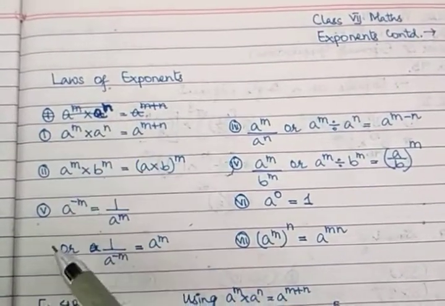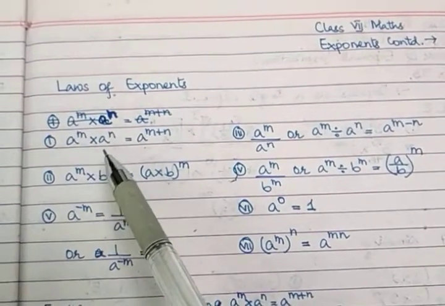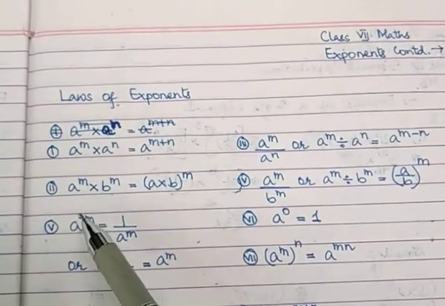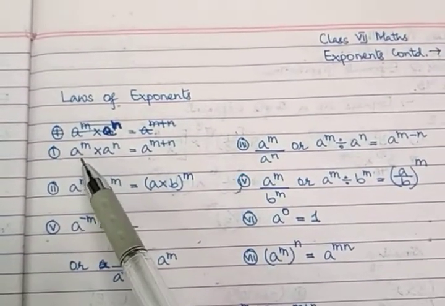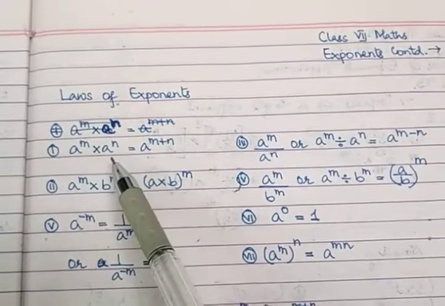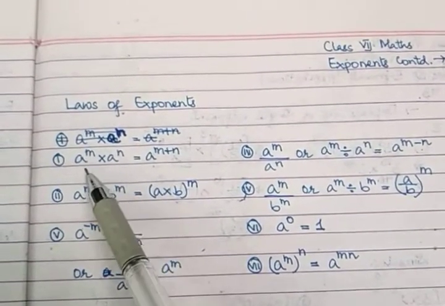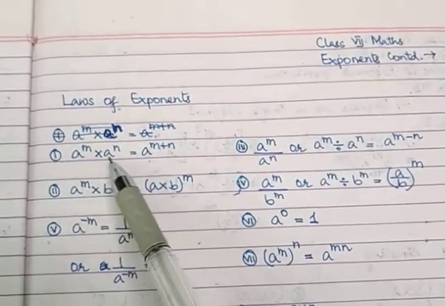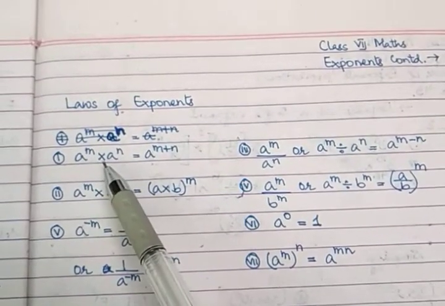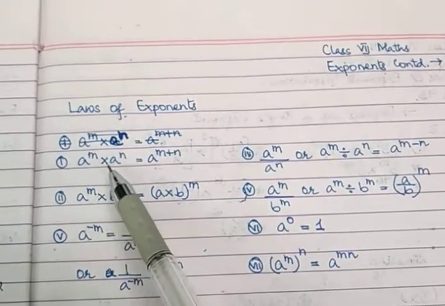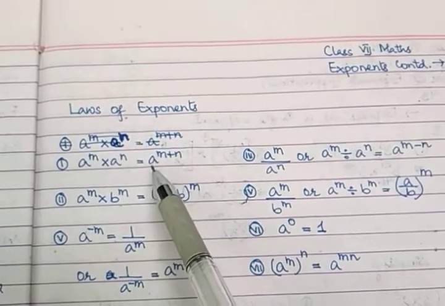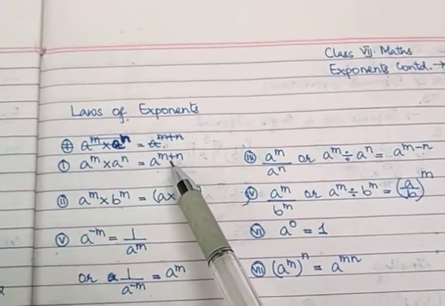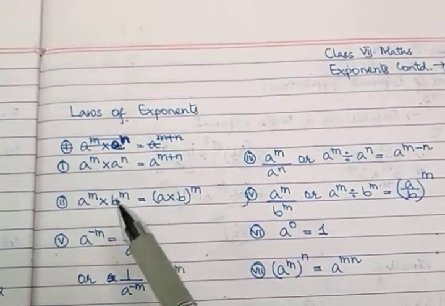See, the laws of exponents we have here: a to the power m into a to the power n equals a to the power m plus n. So what is happening out here? We are multiplying two exponential forms with the same base. See, the bases are the same, a and a, isn't it? The powers are different, and the relation is multiplication. So a to the power m into a to the power n will be equal to a to the power m plus n. The base will remain the same, and the powers will be added.